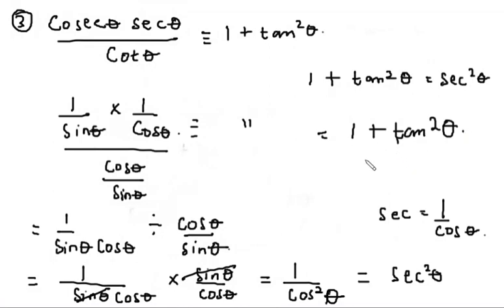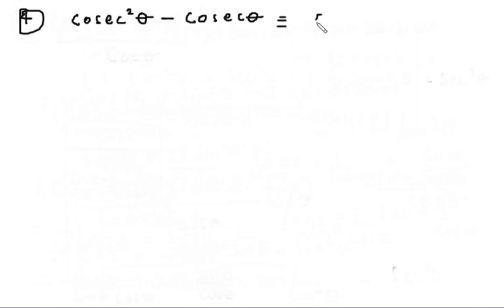Okay, let's take another example. For our last example, we have number 4. We have cosec square theta minus cosec theta, and you have to verify whether this is equal to cot square theta over 1 plus sine theta, not sine square theta, sine theta. Okay, so you can pause the video and try this one out yourself.